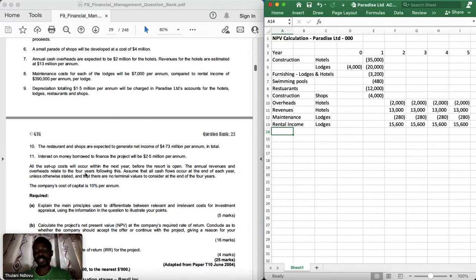Then let's go to note number 10. The restaurant and shops are expected to generate net income of 4.73 million per annum in total. So net income, that is shops and restaurants.